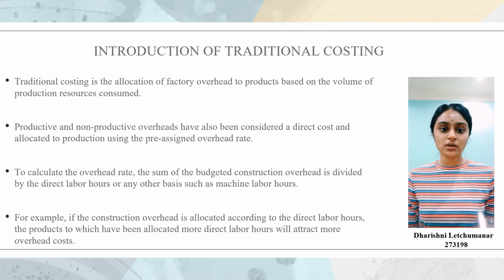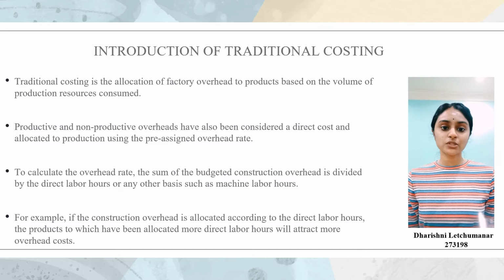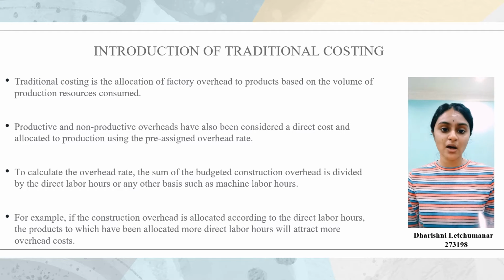In a traditional costing system based on the volume of cost price, each product consists of the sum of direct material cost, direct labor, and the allocated construction overhead. The most popular basis for allocating overhead in this type of costing is direct labor hours. To calculate the overhead rate, the sum of the budgeted construction overhead is divided by the direct labor hours or any other basis such as machine labor hours.